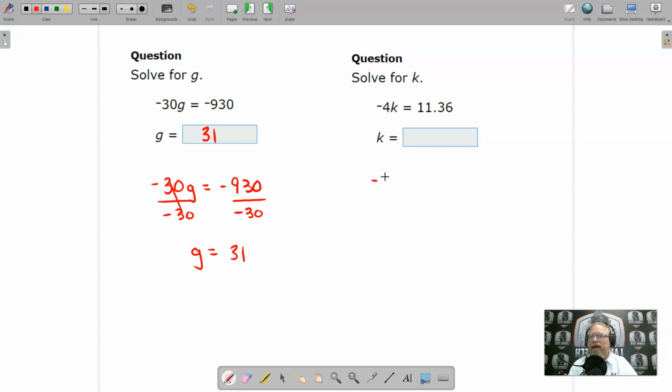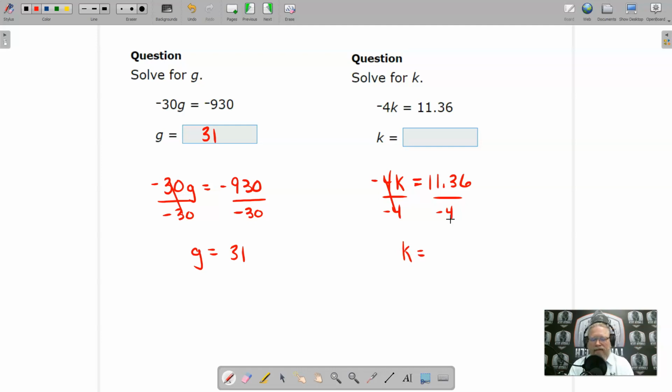On the next one, we have negative 4K. And I just realized we actually had a G over here. They've got a whole lot of K variables in this activity. 11.36 equal sign. So negative 4 is tied to the K through multiplication. The opposite operation is division. We're going to divide by the very number we wish to get rid of. And what we do to one side, we're going to do to the other. The negative 4's cancel each other, leaving us with K on the left.